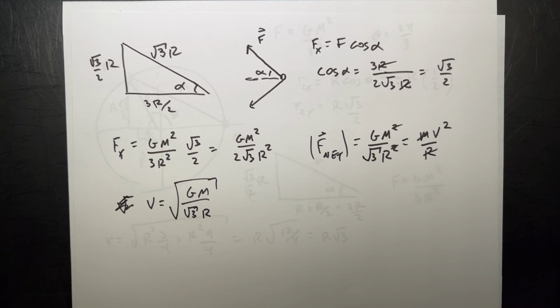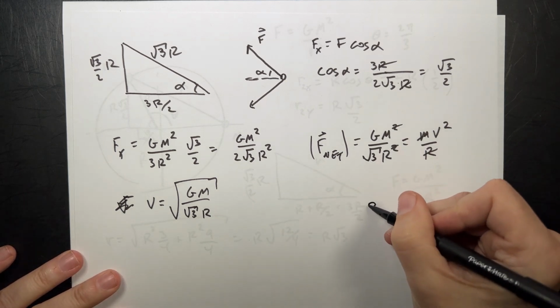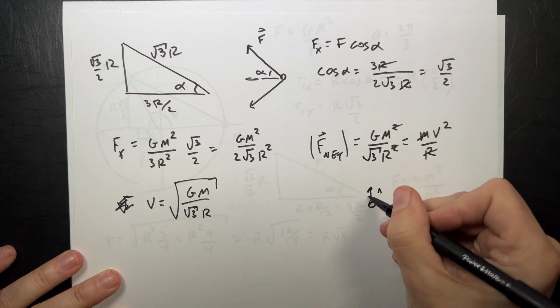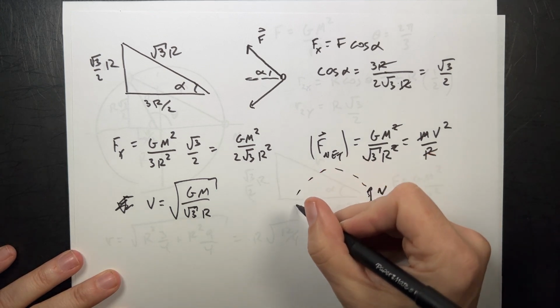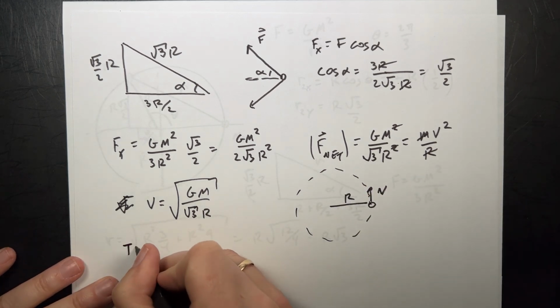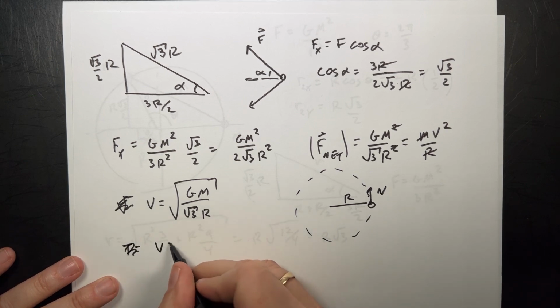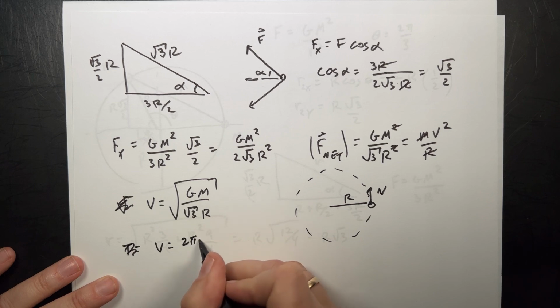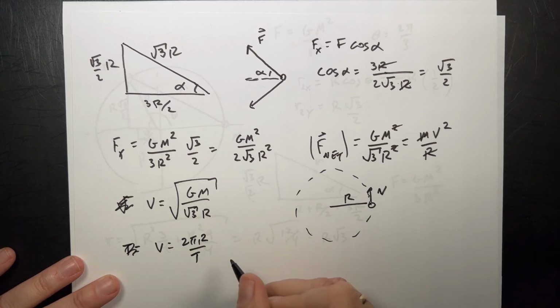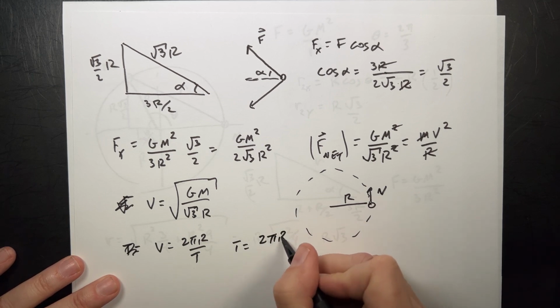Now let's just take it one step further, right? If I do have this velocity, then how long would it take for one thing to orbit? So here's my one mass. I know the velocity, that's v. I know my radius is r. And so I can say the velocity is the total distance, 2 pi r, divided by the period. So the period T is going to be equal to 2 pi r over v.